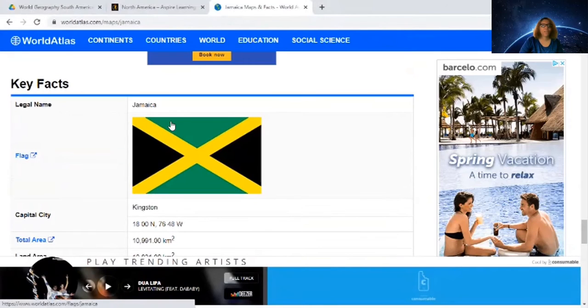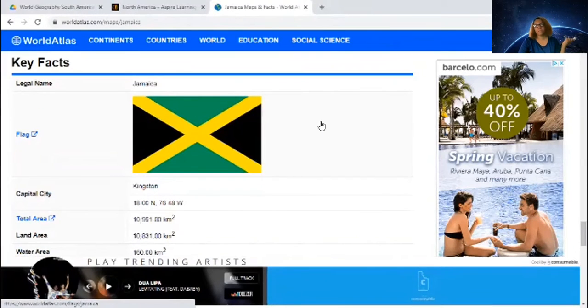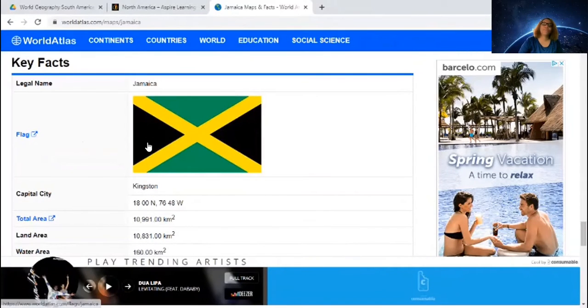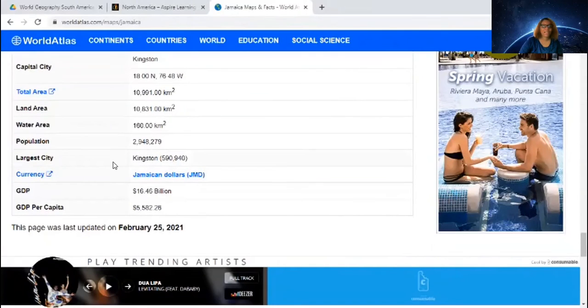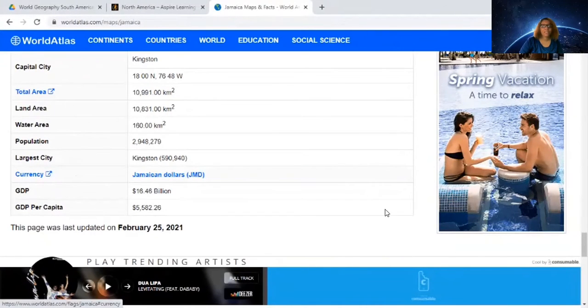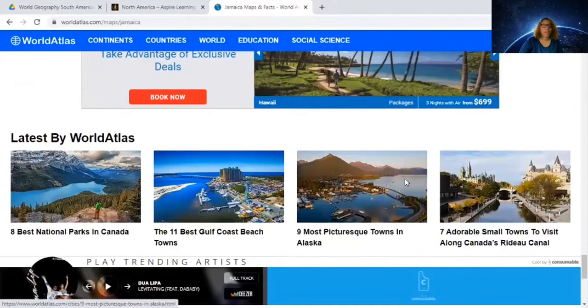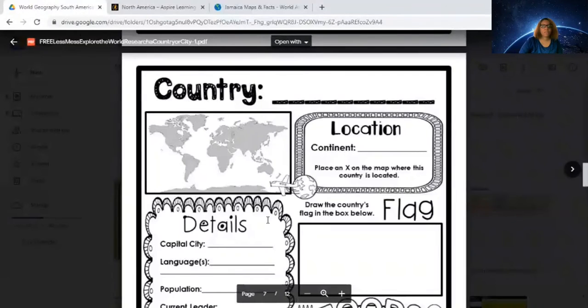And then here you're going to kill a few birds with one stone. I'm sorry, I use expressions all the time, but that's an expression. So anyway, here's the flag, and the currency, the capital city, sorry. So capital city, the currency. So there you have multiple things here that are on your worksheet.